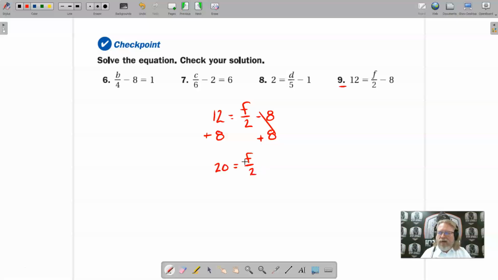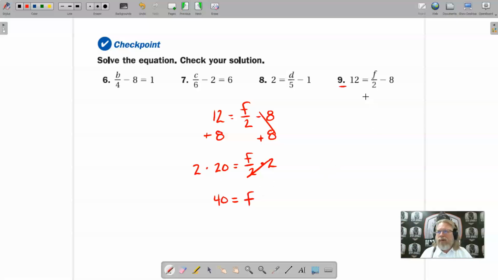Now, we have to go ahead and deal with this relationship of division between the f and the 2. So we're going to go ahead and multiply, which is the opposite operation of division. We're going to multiply by the very number we wish to get rid of, which is 2. And what we do to one side, we're going to do to the other. The 2's will cancel each other, leaving us with f. And 2 times 20 is 40.